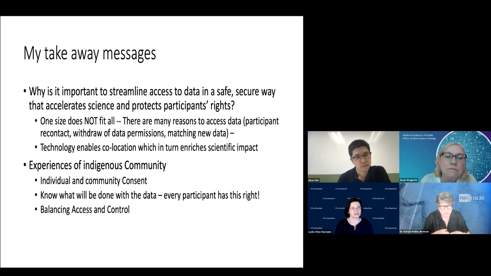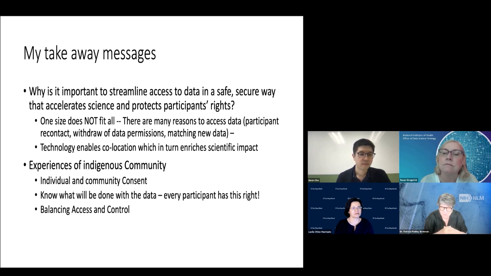I took away the message that one size does not fit all. That is, the strategies for streamlining access have to be in part tempered by what the purpose of the access is. Is it to read contact permissions? Is it to manage the withdrawal of the permissions that a participant has given in the past? Is it to match with new data, for example, the CMS data?